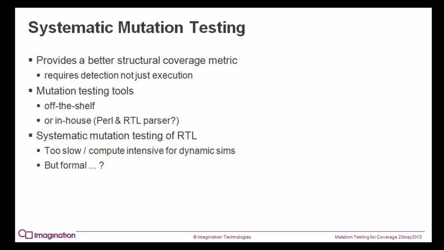And I think that it's a better metric than purely expression and branch coverage, because you don't just require that a bit of code has been executed. You require that a test has actually detected a failure at that point. So it's not just execution of your verification environment test set.